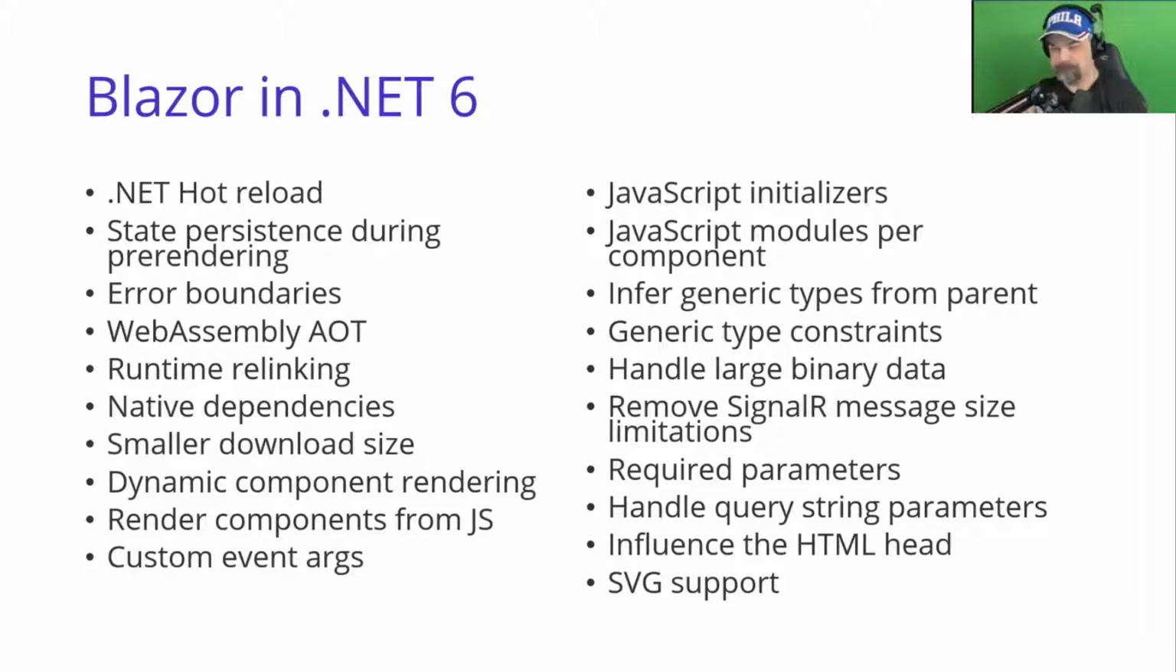Okay. Native dependencies, that means you can bring your own DLLs, your own C++ compiled DLLs, right? Those native binaries, bring them and deliver them so they run on WebAssembly. We've improved download size and on and on. Lots of great stuff that's happening with WebAssembly. I'm going to go into and show just a few of these in our demos here.